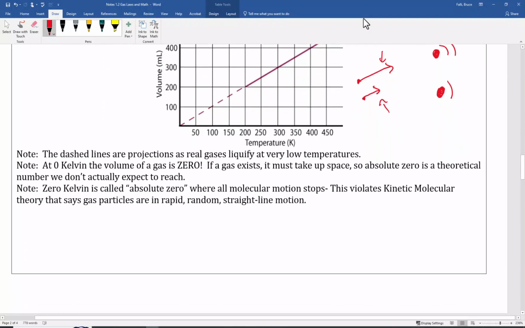And note, the dashed lines are projections. As real gases liquefy, this shouldn't be a surprise to you. Gases get really, really cold, they turn into liquids, right? At 0 Kelvin, the volume of a gas is 0. That means something has a volume of nothing. That doesn't make much sense. So that's why this is a theoretical number, right? So we can't really get to it. 0 Kelvin is called absolute zero.